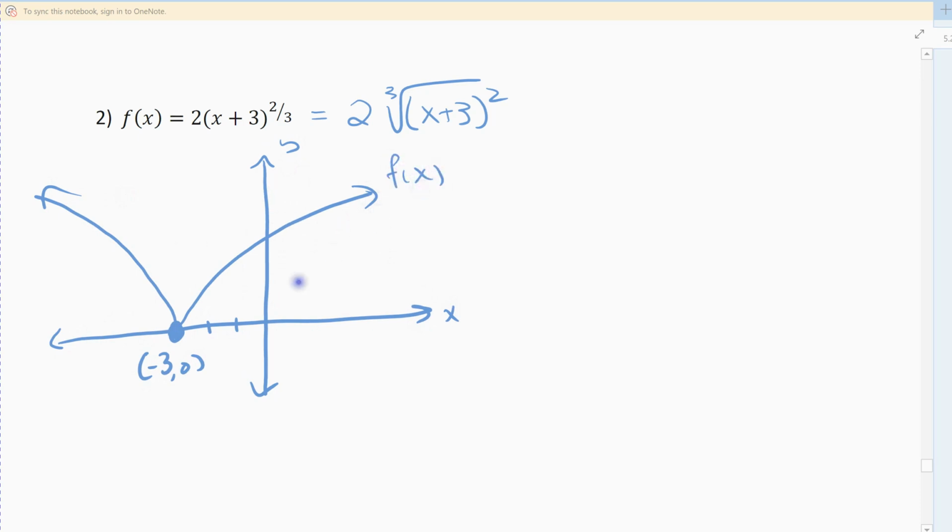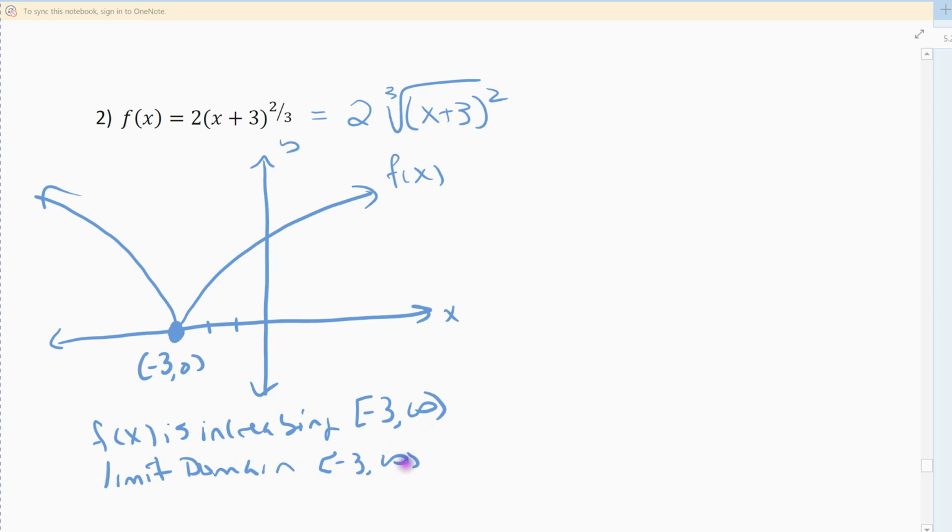So I don't want it all because it's not 1-to-1, and so again, I'm going to do the same thing. I'm going to pick where f of x is increasing. It's sort of a rule of thumb. Well, it increases from negative 3 to infinity, and so that's what I'm going to limit the domain to, negative 3 to infinity. So I want all my x values to be greater than or equal to negative 3, right, which means I don't want this side, so I'm going to erase it.